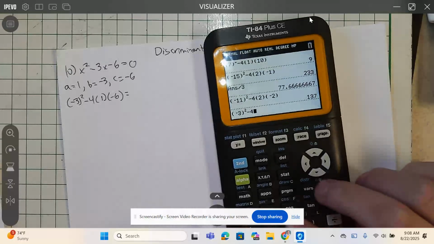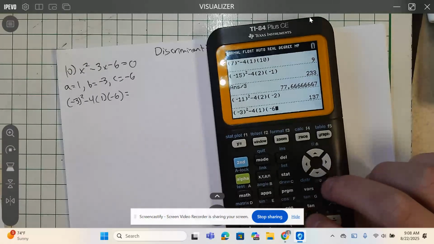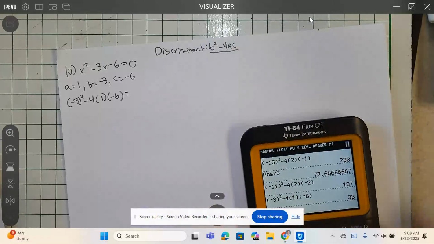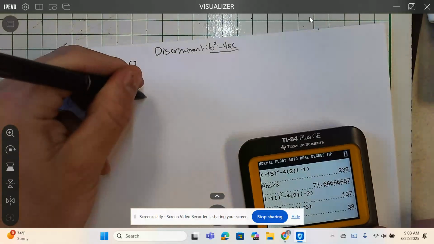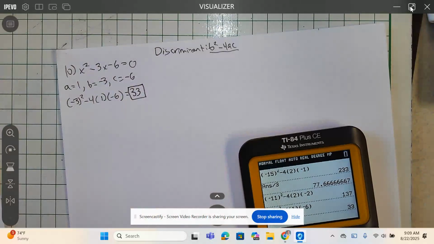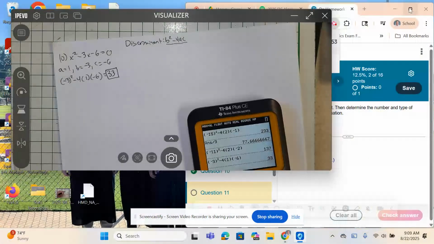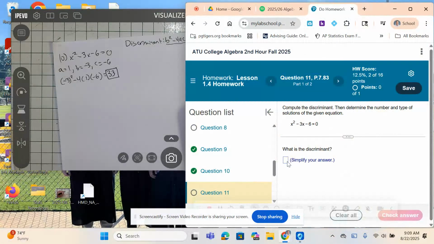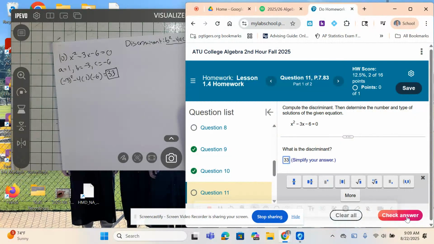Negative 3 squared minus 4 times 1 times negative 6. So 33. 33 is positive. So we're going to have two unequal real solutions. So if it's positive, it's two unequal real solutions.